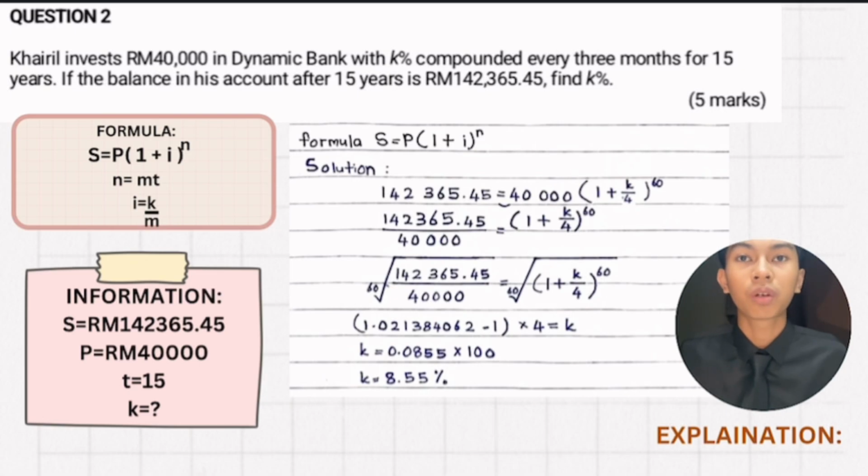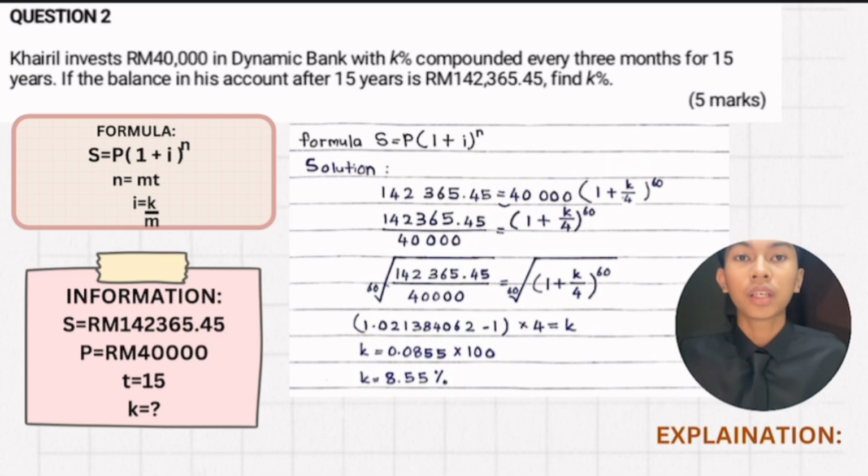All information is provided in the slide. Let's go to the solution. Firstly, enter the information in the formula: 142,365.45 equals 40,000 bracket 1 plus K divided by 4 bracket power of 60.